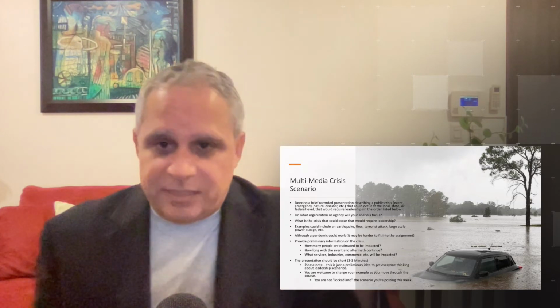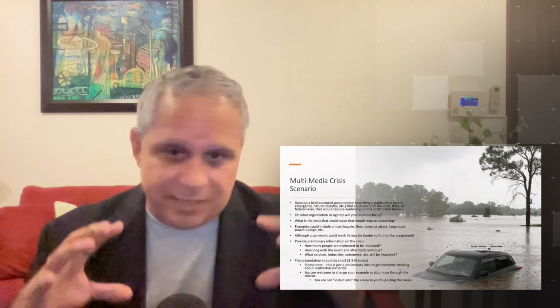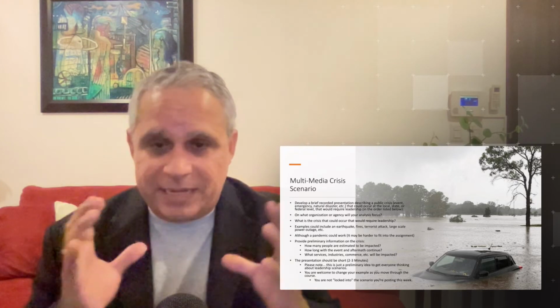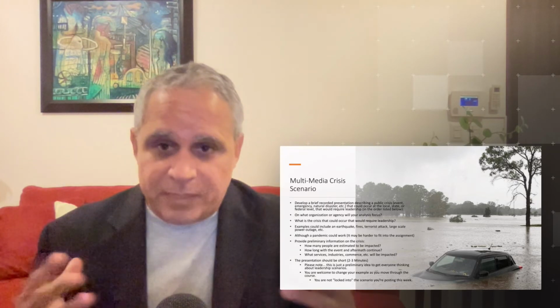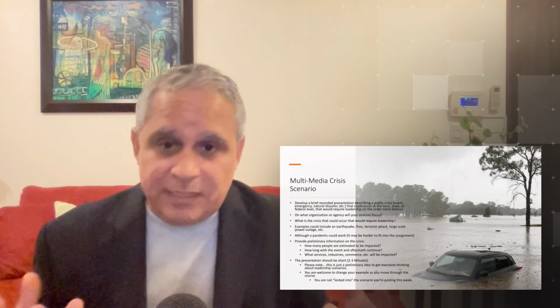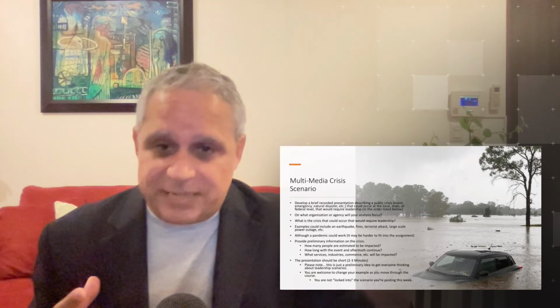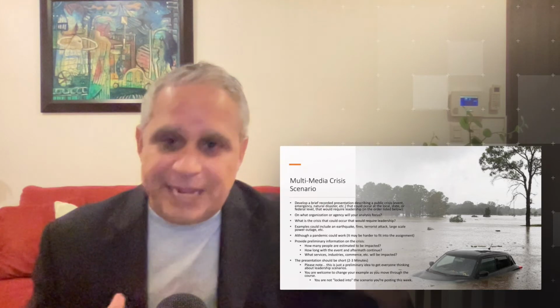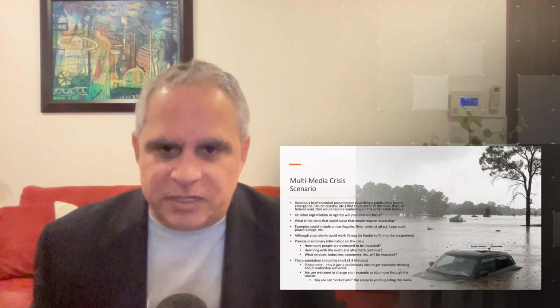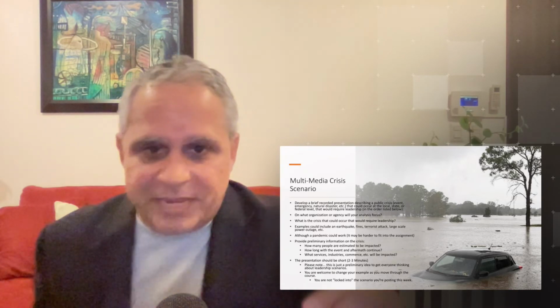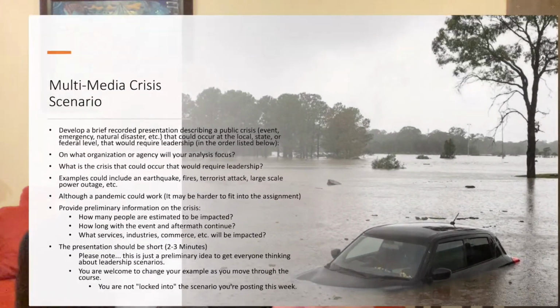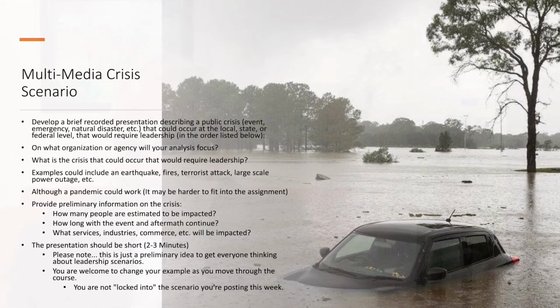Okay, so at the very local level, it could be a town, it could also be a county, and it could also be a state, and at the state level would be the state of California, and then at the federal level would be obviously the United States, right? So think about this scenario, all right? And then once you have identified that, on what organization or agency will your analysis focus, okay?